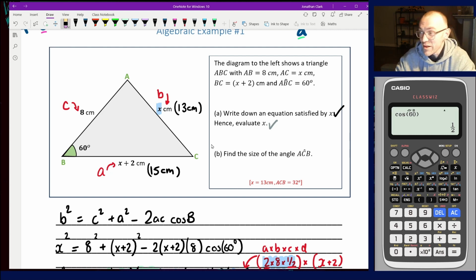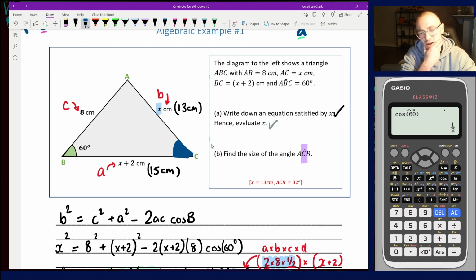That's made the problem a little bit easier going forward. The second part of the problem, which isn't algebra centric, is just to find a missing angle. We're finding the angle at C. I'm going to put this on my diagram, which is this angle here. Color it in just for fun.